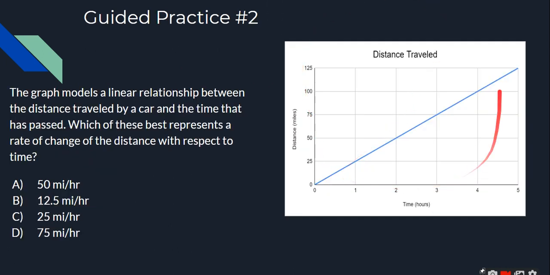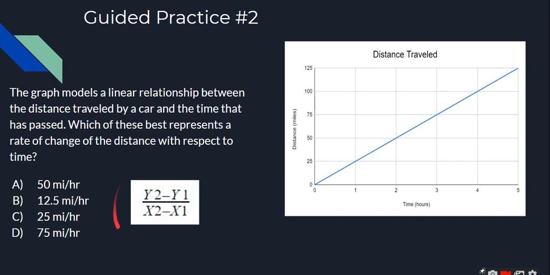Here we can see we have a graph. We're going to work on it in a bit, but first let's read the question. The graph models a linear relationship between the distance traveled by a car and the time that has passed. Which one of these best represents a rate of change of distance with respect to time? So let's see what we can do about it.